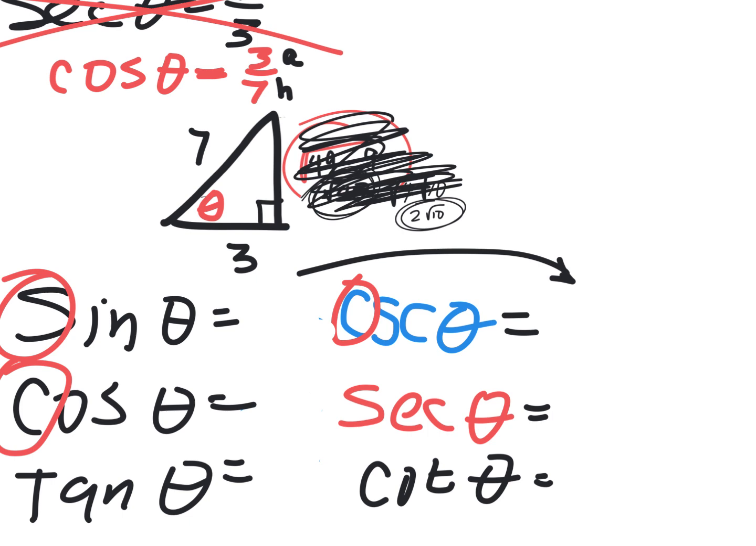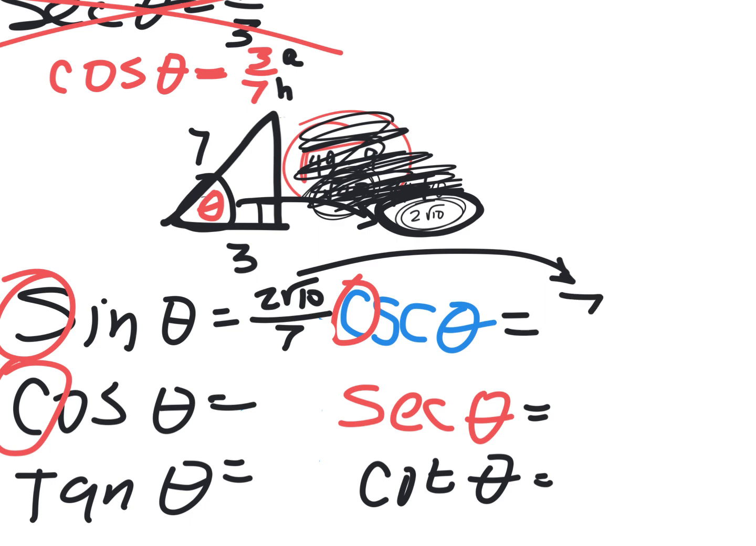Okay, so sine of this angle. Sine is opposite over hypotenuse. This one's the opposite side from here, right? Opposite, 2 root 10 over hypotenuse of 7. Who had 2 root 10 over 7? Okay, good. And then I just have to flip it: 7 over 2 root 10.